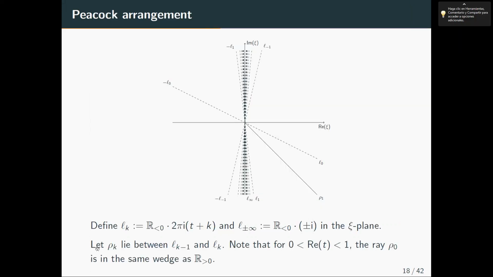Then you will get infinitely many poles along l_k. And then you vary k, and you generate this entire pattern with all the l_k. The poles are basically just on these rays. Now go back to the previous slide, please.